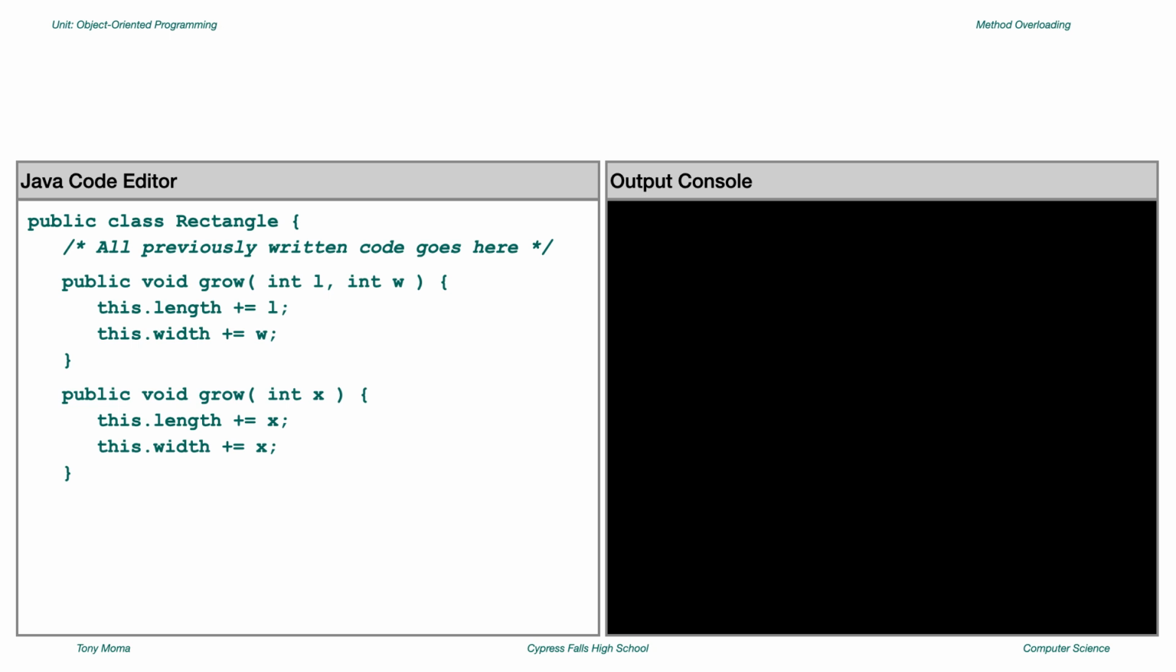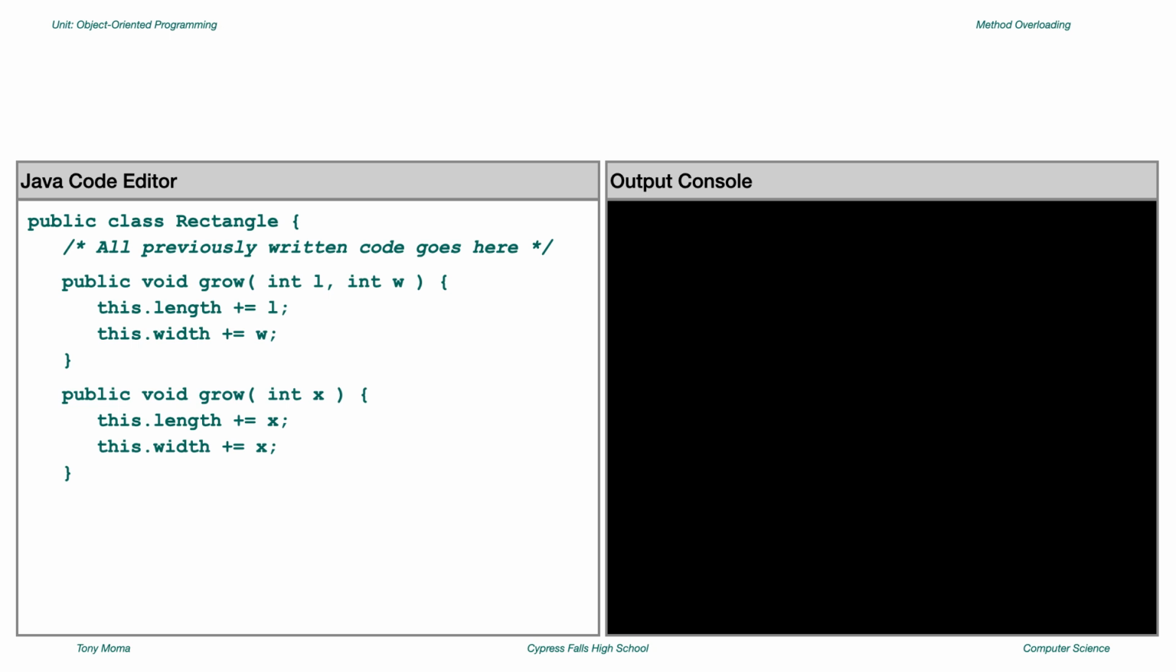This code might raise a couple questions. The first question might be, would the compiler allow this? Would the compiler allow a class to have two different methods with the same exact name? And the answer to that is yes. And that answer might lead to a follow-up question. How is the compiler going to know which grow method I'm trying to use when I attempt to use one of them inside the main method?